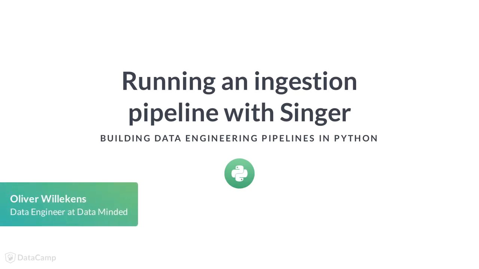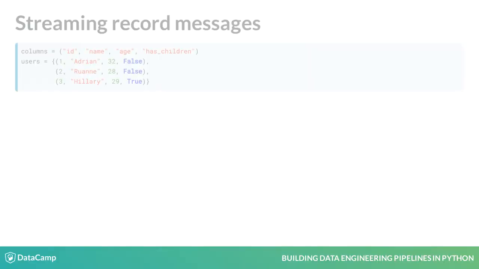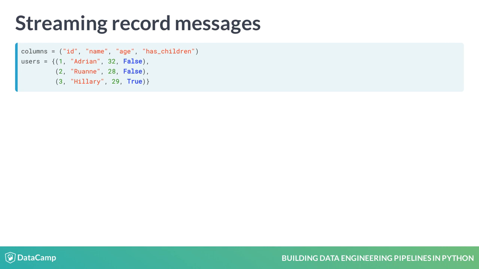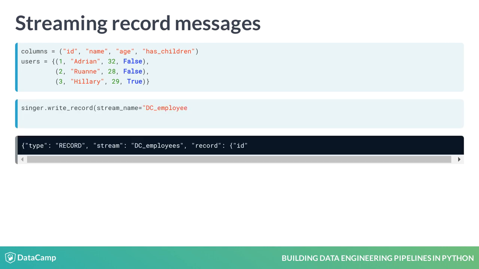Cool! Now that you know how to create schema messages with Singer, let us continue with the record and state messages so that we can create a full ingestion pipeline with the Singer library. Here are the user records we saw earlier. To convert one such user into a Singer record message, we'd call the writeRecord function, like this.